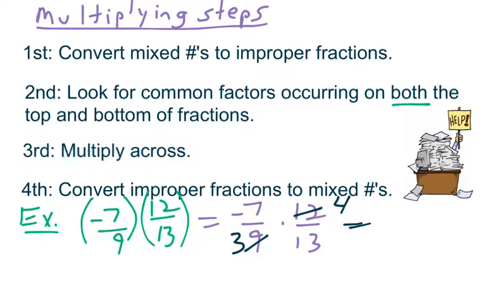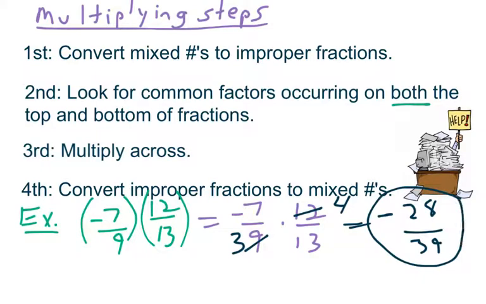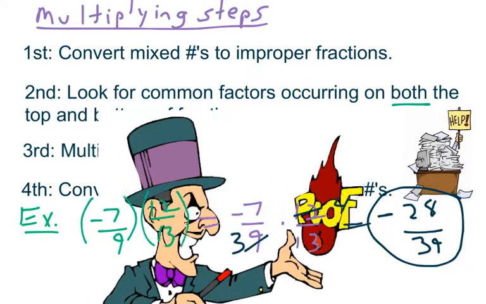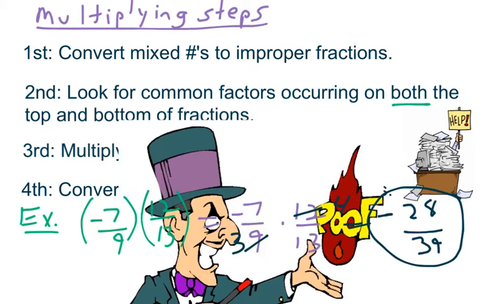And -7 times 4. And really, I just need to think back to my signs. I have an odd number of negatives. I have 1 negative. So I know my answer is going to be negative. So 7 times 4 is 28. And 3 times 13 is 39. And magically, our answer is reduced. Poof! Just like that. It's already reduced. Mathematician has become a mathemagician.